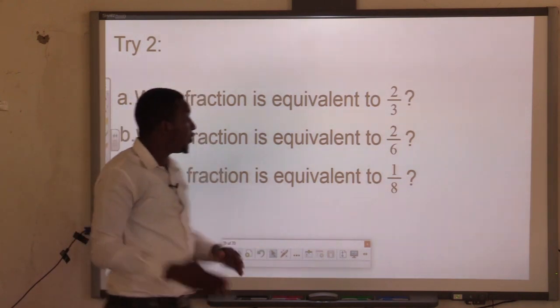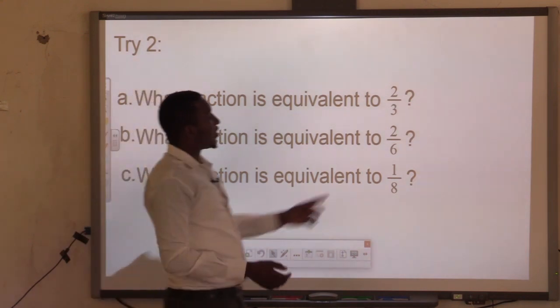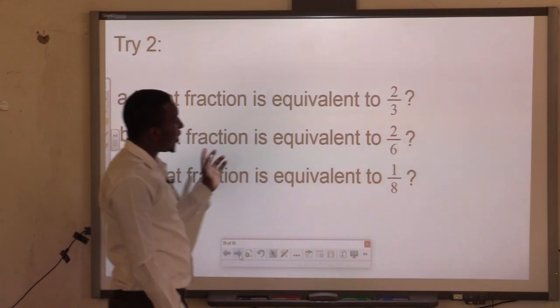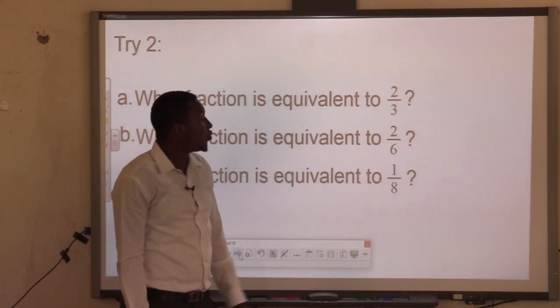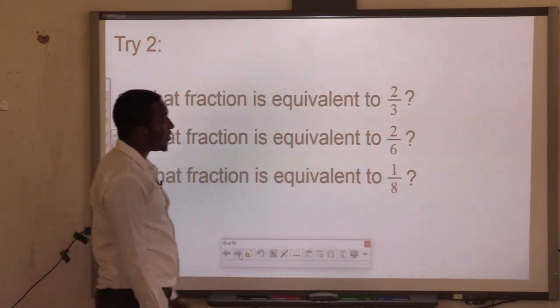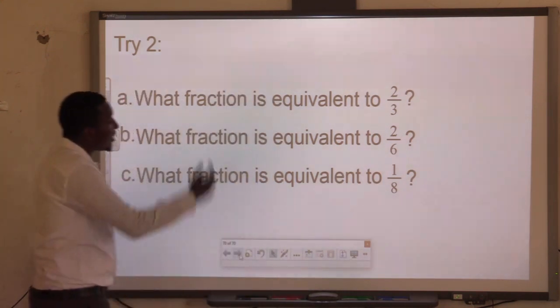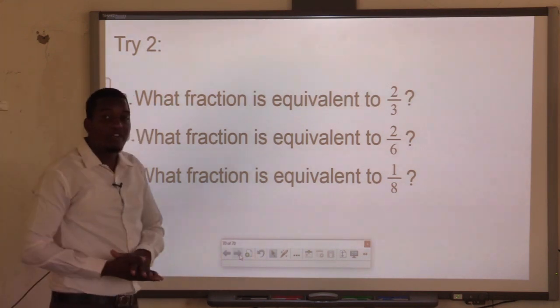You see which one is feasible in these questions and apply them and find the equivalent fraction of 2 all over 3, and also what other fraction can you have that is equivalent to 2 all over 6, as well as what other fraction can you have that is equivalent to 1 all over 8. So those are the 3 questions that you need to find their equivalent fractions. That brings us to the end of the lesson.